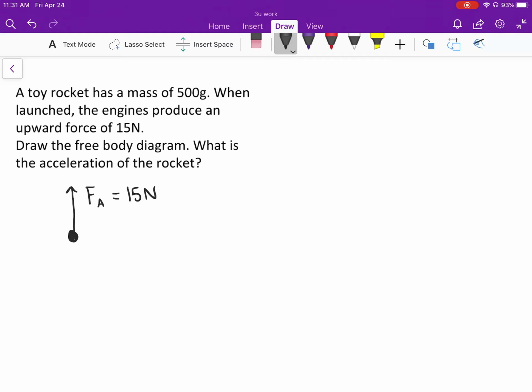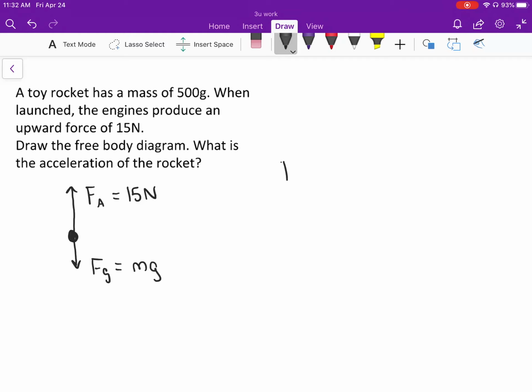The most common mistake with the rocket question, and part of why we're doing it, is often people just leave it like that. Say, okay, we got 15 newtons acting on a particular mass, so F equals ma. What we have to remember is that there's still gravity. It doesn't say that the rocket's in deep, deep outer space. It's a toy rocket, so some kid's launching it in his backyard. We've got to include gravity, which we'll get the hang of is always m times g.